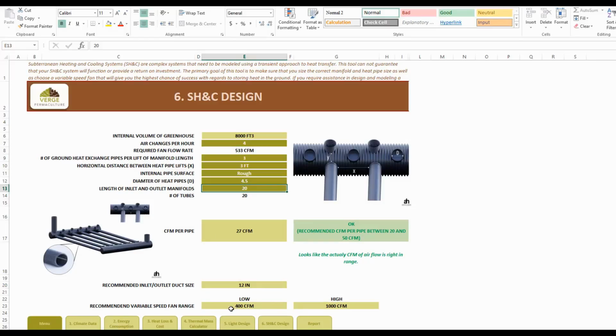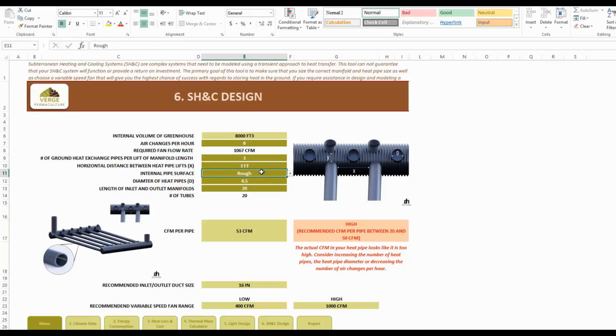Let's do one more example and show how the tool can be placed out of range so that you understand where the limitations actually are. So using the same greenhouse example, I'm going to change the number of air changes to 8. I'm going to keep the same number of pipes per lift and the same distance between the lifts, the same roughness, the same diameter, and the same length.